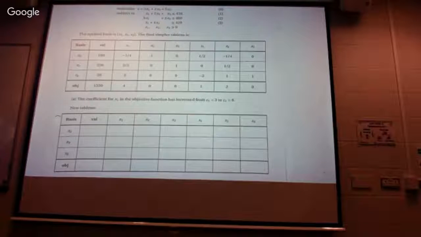Is going to change to 7. No. It's going to change to 9. No, it's going to change to 8.